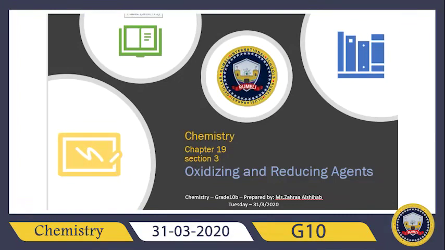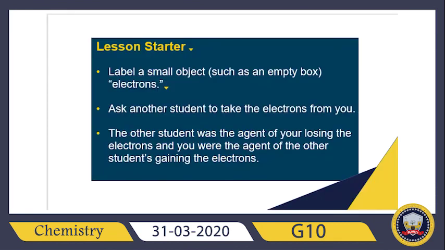You're doing very well. Today inshallah we start with section number 3, chapter 19, oxidizing and reducing agents. So let us first of all understand what we mean by oxidizing and reducing agents and what they do. To understand this, let us assume that we are doing the following activity.